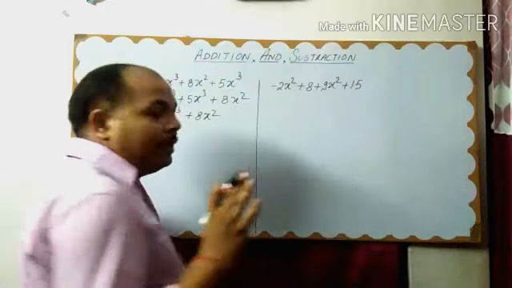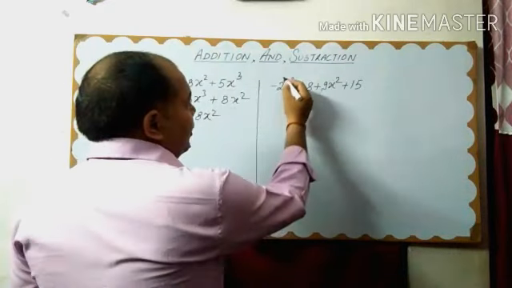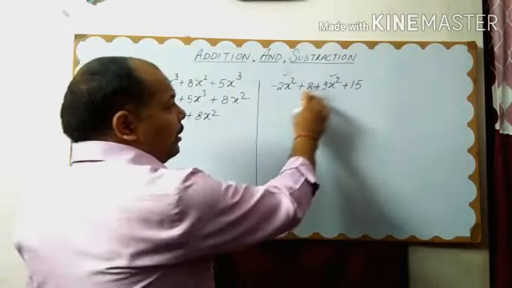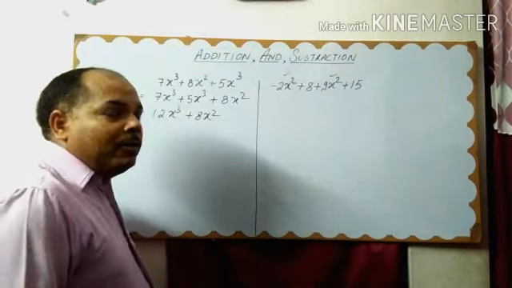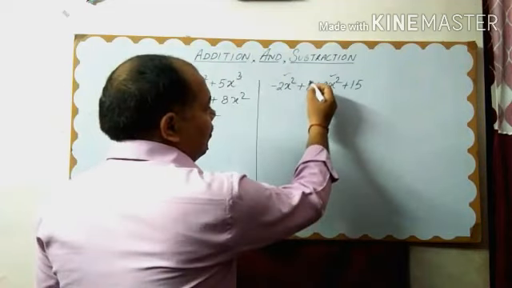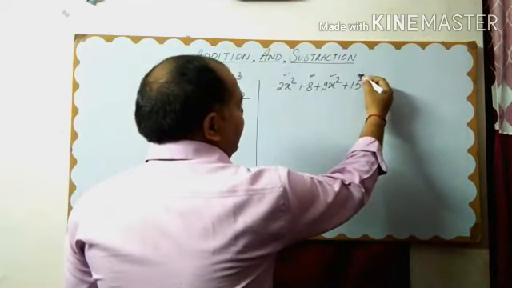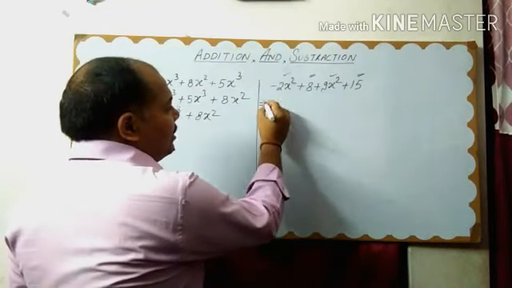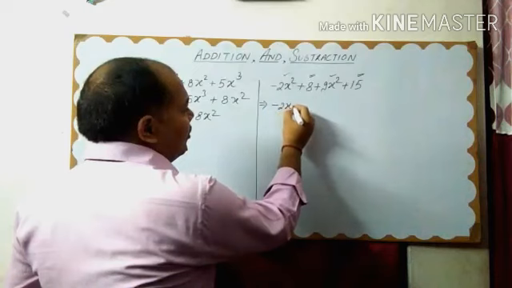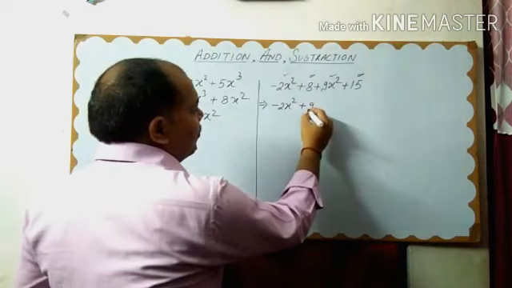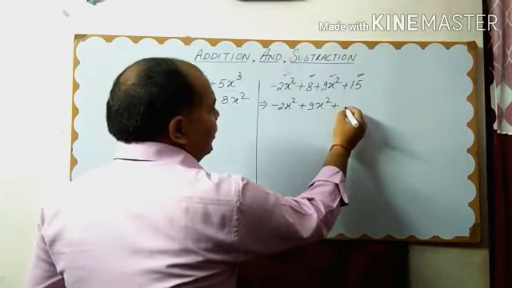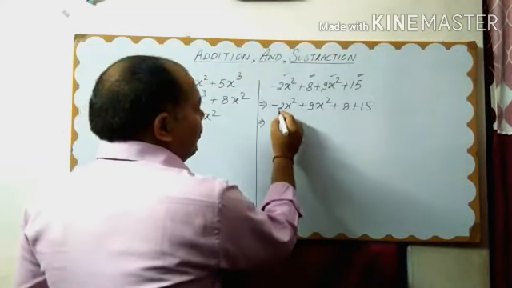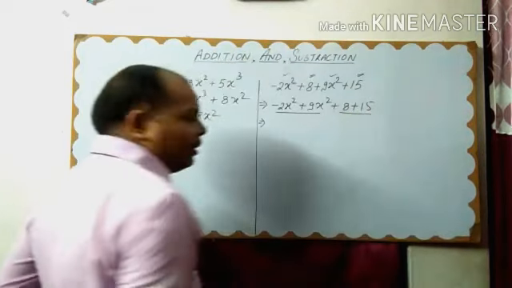Now see this example. In this, identify the like terms. So say here, this and this is a like term because both have the same literal factor, and 8 and 15 are the like terms. So first we will rearrange the terms like this, and plus 8 plus 15. Now we will simplify these two and these two.